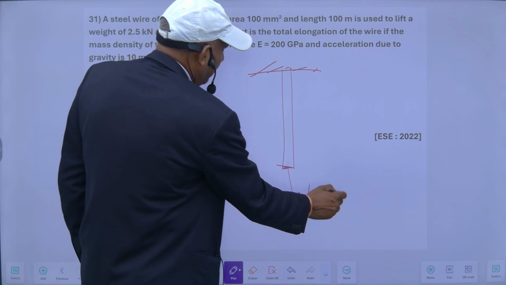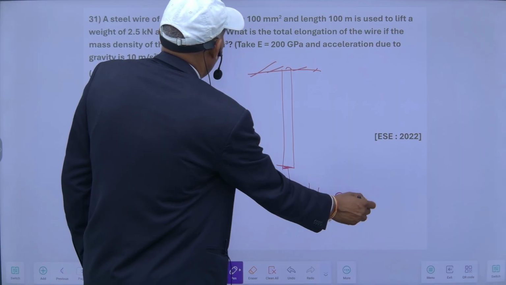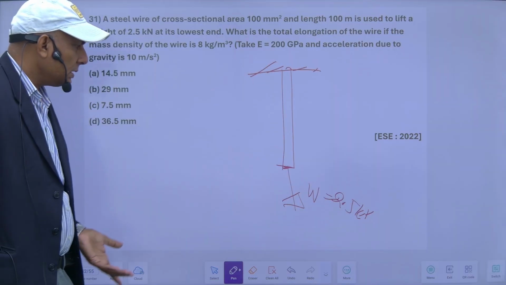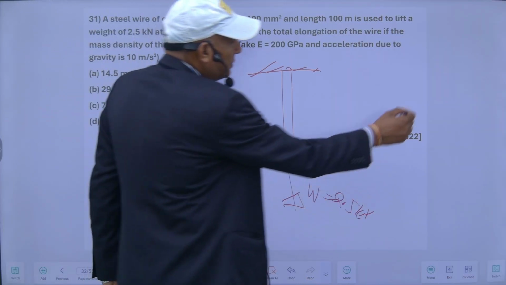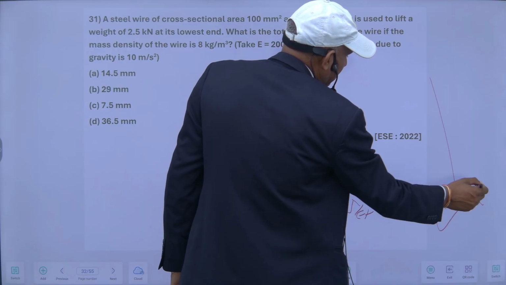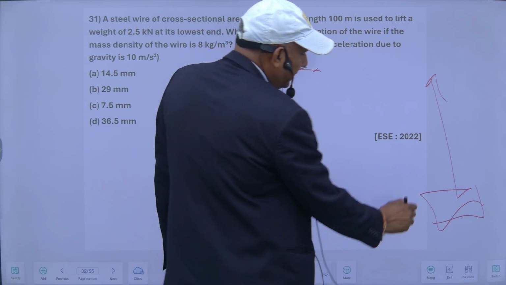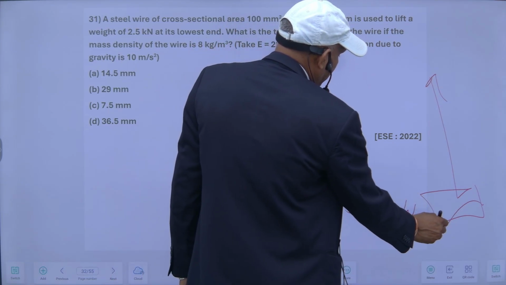W is equal to 2.5 kilonewton. So the total elongation I have to find. This is the opposite way, like this one. So this is the weight and you are lifting this one. So the weight here is 2.5 kilonewton.